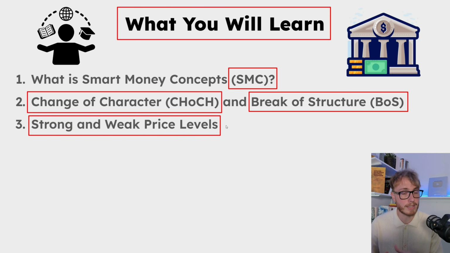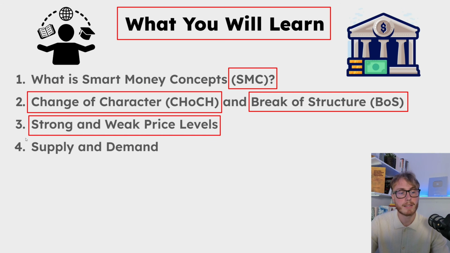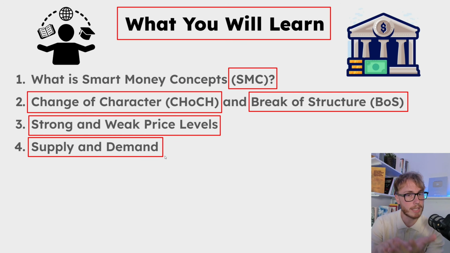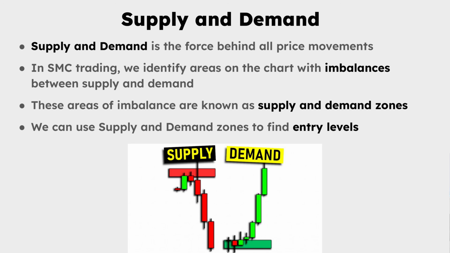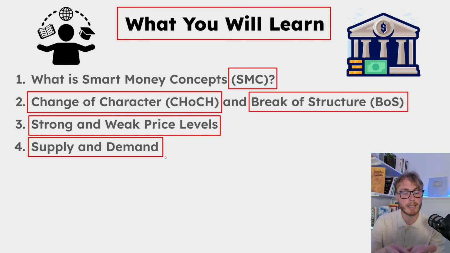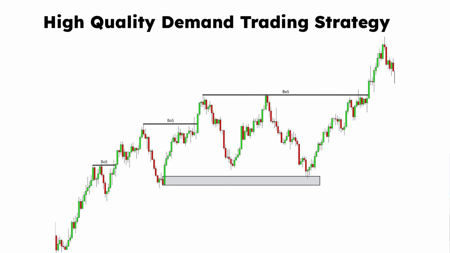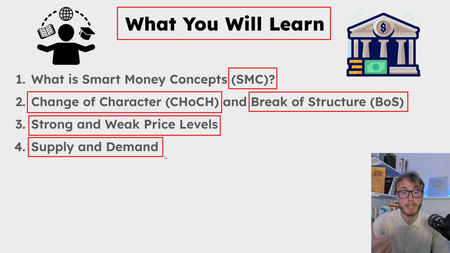Strong and weak price levels are very important when it comes to finding good entries and, as a result, making better trades. Next up, we're going to talk about something called supply and demand. We will both take a look at the basics of supply and demand, but even more importantly, we will take a look at how you can use supply and demand together with market structure concepts such as strong and weak price levels, change of character, and break of structure.